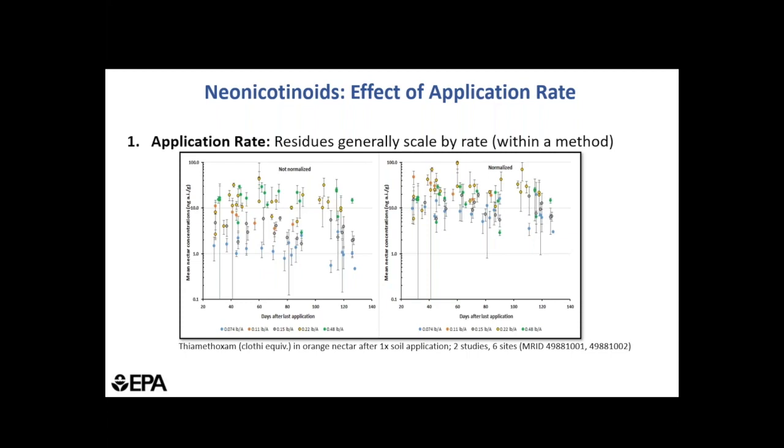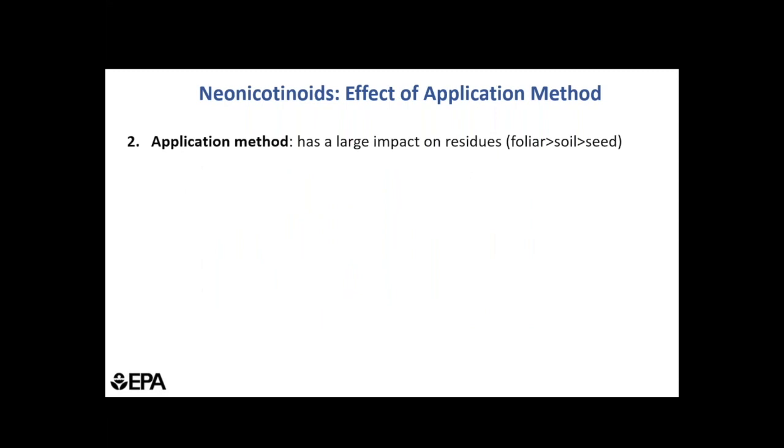But this is something that we use for other taxa, and we've seen in other plant tissues, but we felt we needed to demonstrate this in pollen and nectar, because once we normalize by application rate, we can then incorporate studies that have been conducted at different application rates and essentially expand our database for risk assessment.